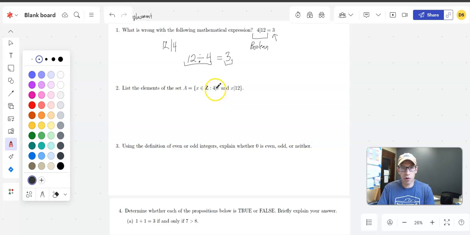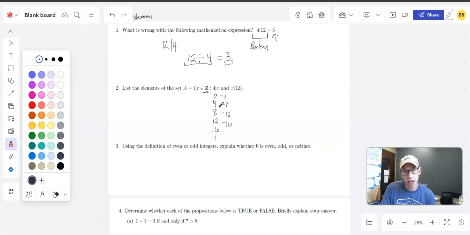Here we're looking for every integer, the set of all integers, such that 4 goes into the integer and the integer goes into 12, or 4 divides the integer, which divides 12. So if we think of integers that 4 divides into, we could start with 0, 4, 8, 12, 16, and so on. But because integers include positive and negative, we would also include negative 4, negative 8, negative 12, negative 16, and so on.